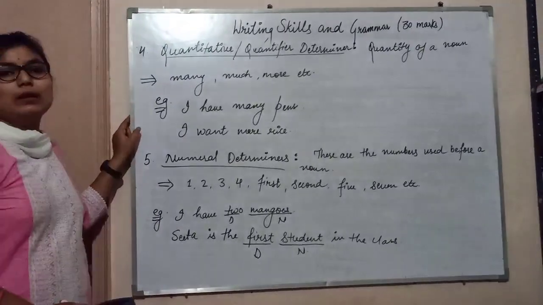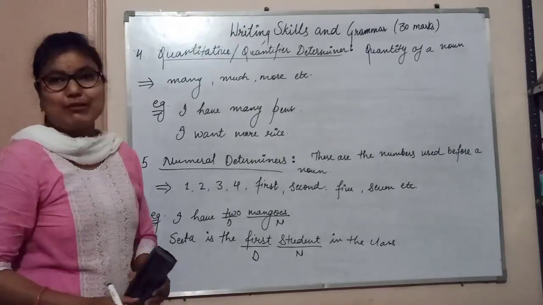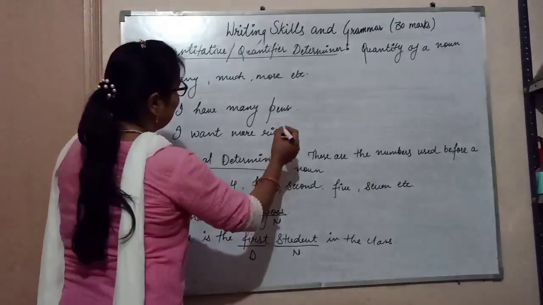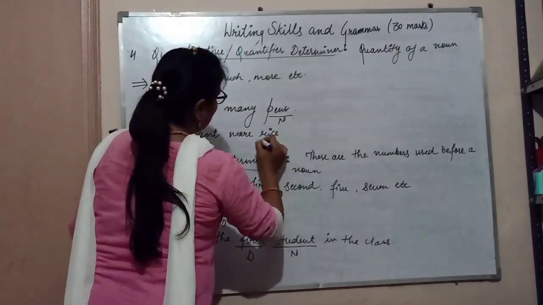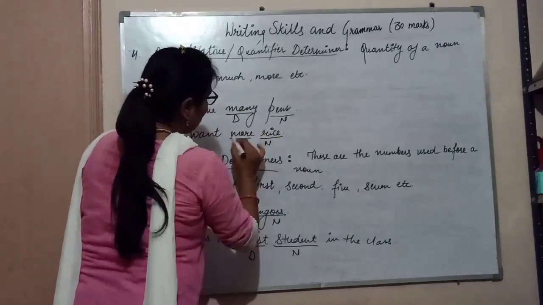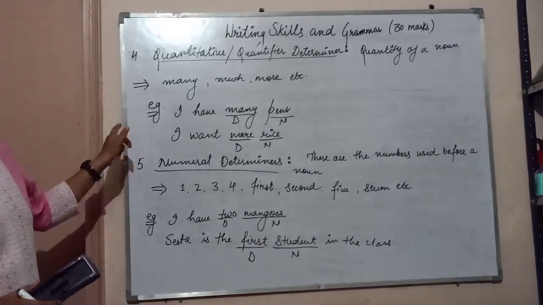As I told you, we will be making another video for our articles. If you have any questions, you can write in the comment section. And in this, pens are the nouns, rice are the nouns, and many is the determiner, and more is the determiner. Please note it down.